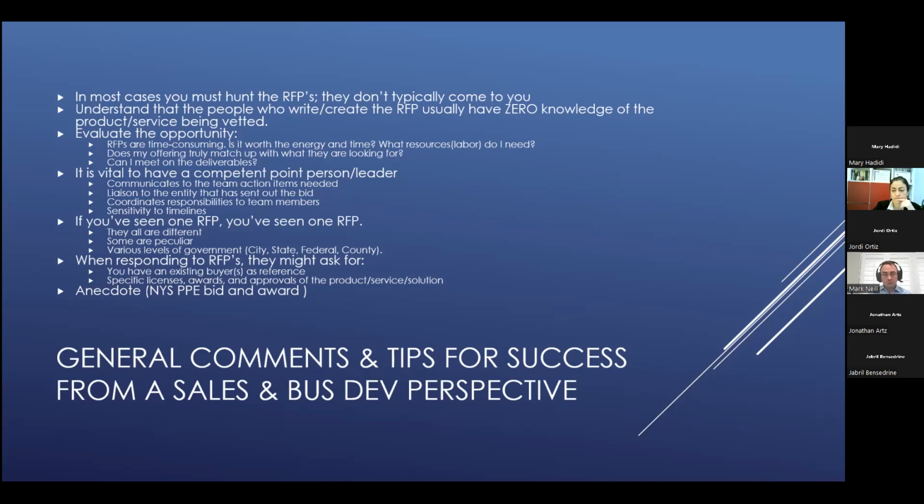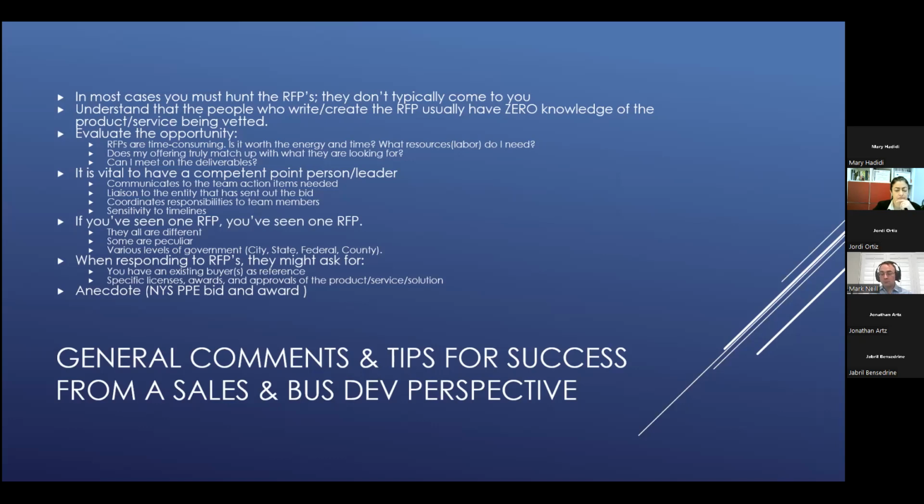When responding to the bids, the RFPs, they will ask for a reference, as I just mentioned, or existing business that you have, so those are things to be mindful of. And in a lot of cases, especially when you're dealing with governments, they like to know that you have stamps of approval, a license, an award. They're just as important as having a reference.